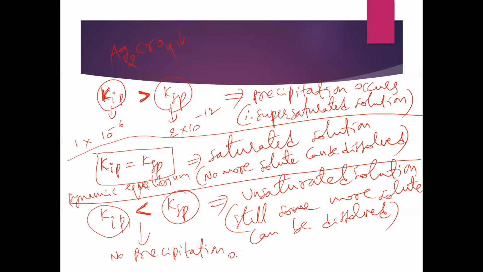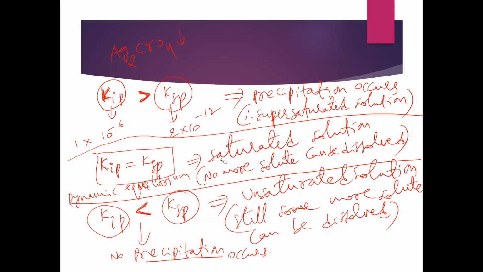So when does precipitation not occur here? If the KIP value is lesser than KSP. And when does precipitation occur? If the KIP value is greater than KSP.